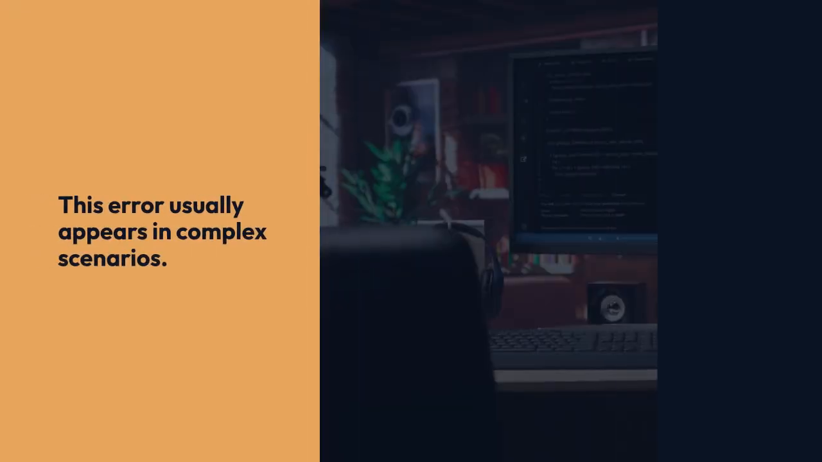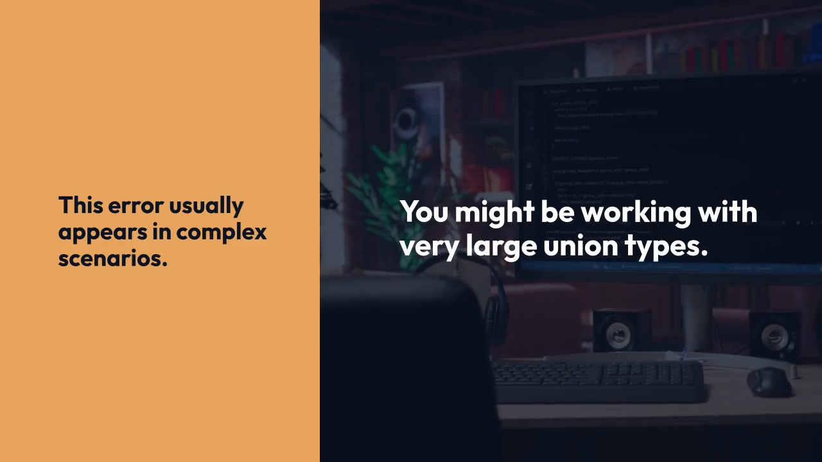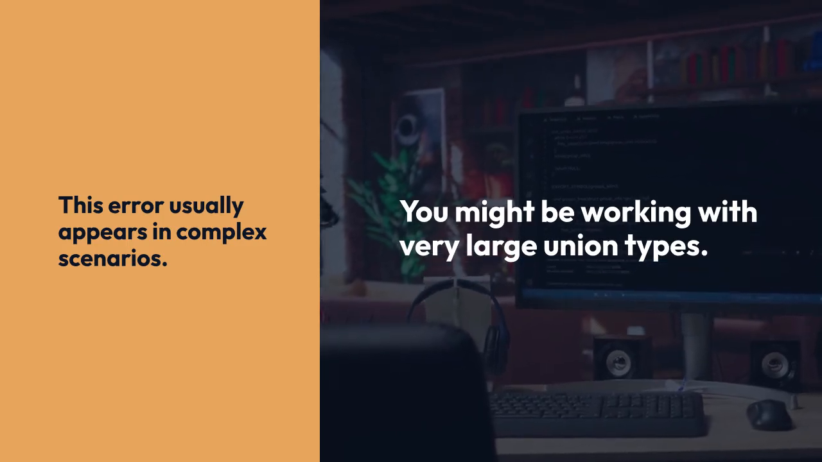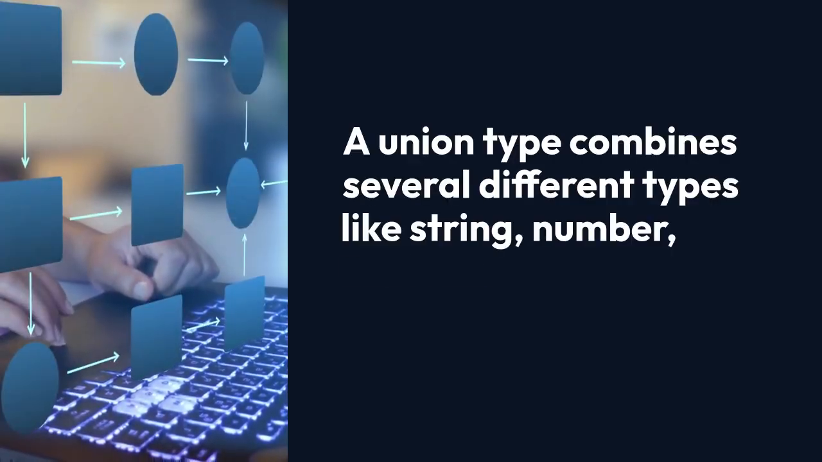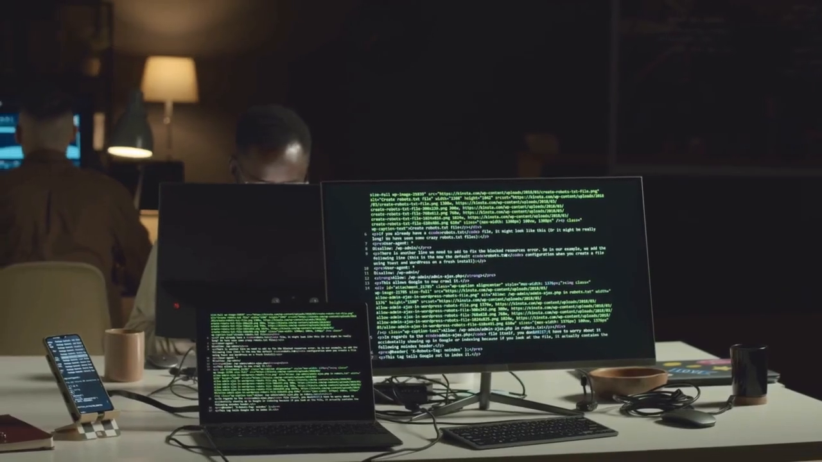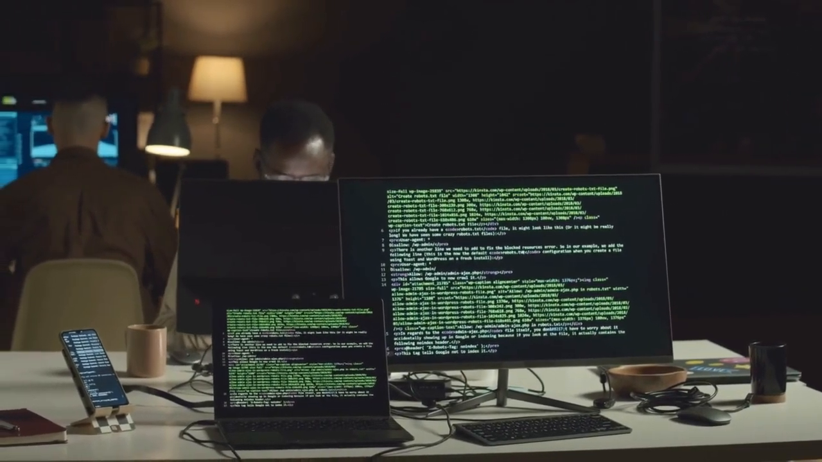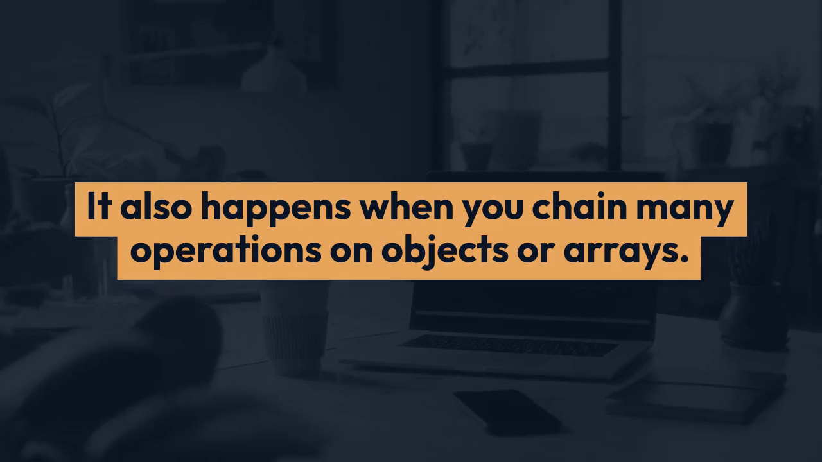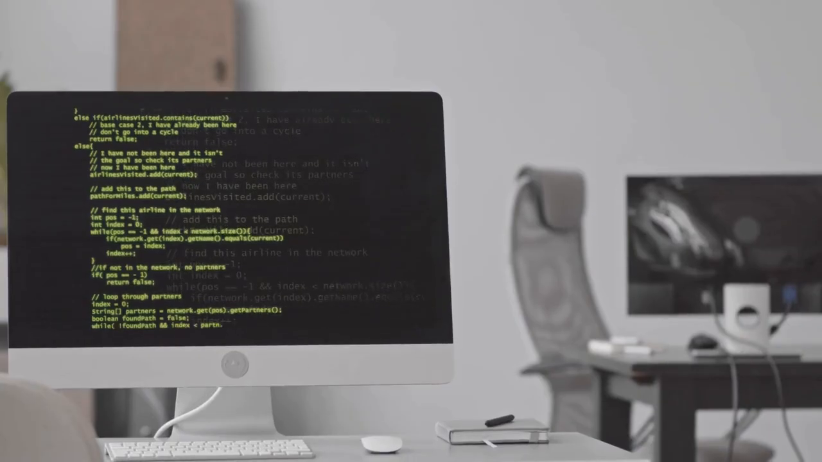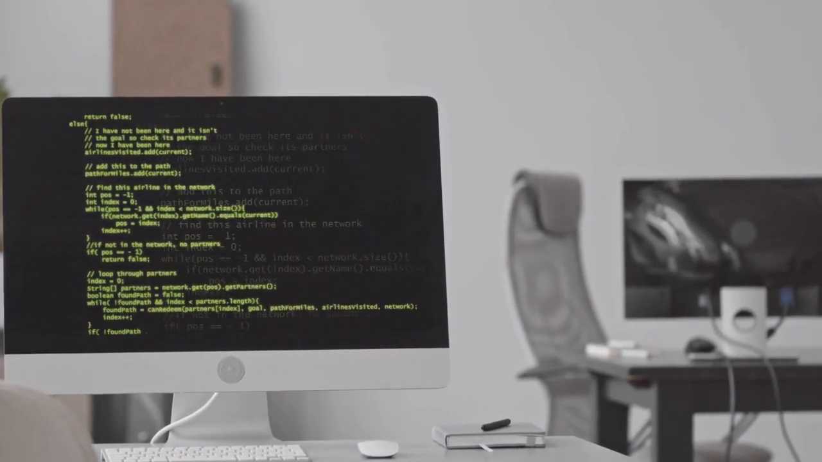This error usually appears in complex scenarios. You might be working with very large union types. A union type combines several different types, like string, number, boolean. If you have hundreds or thousands of these combined, TypeScript struggles. It also happens when you chain many operations on objects or arrays. Each operation can add more complexity to the type.